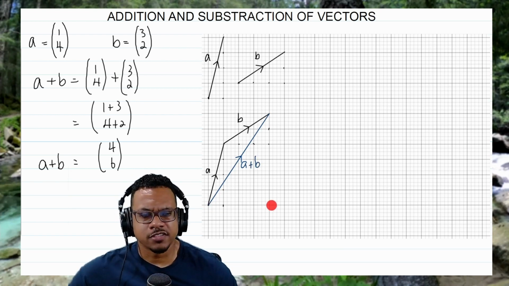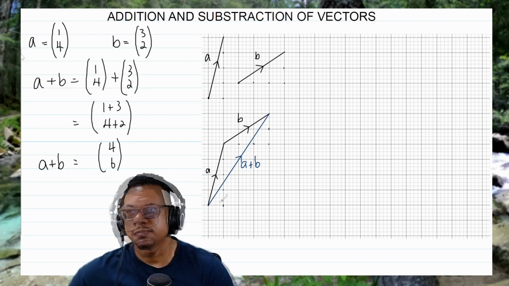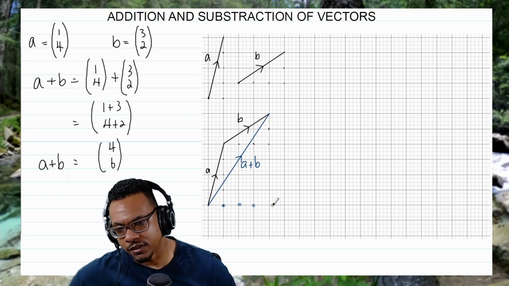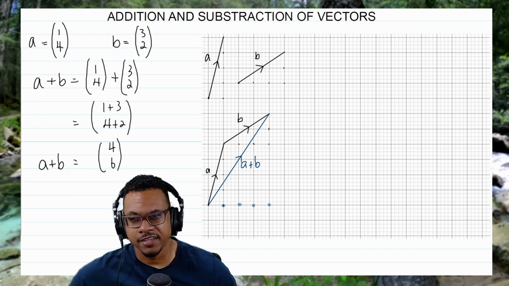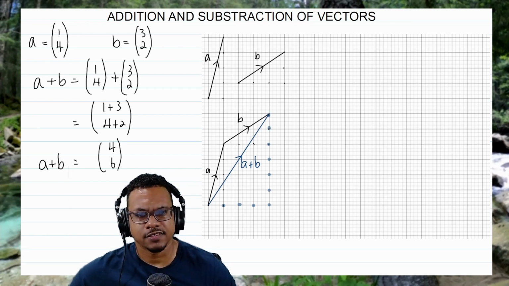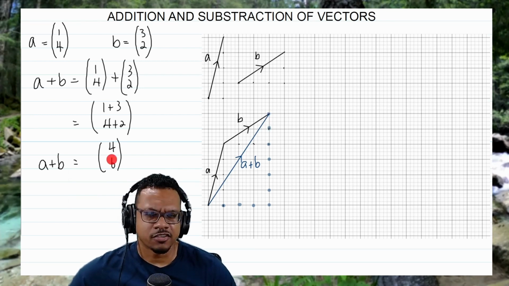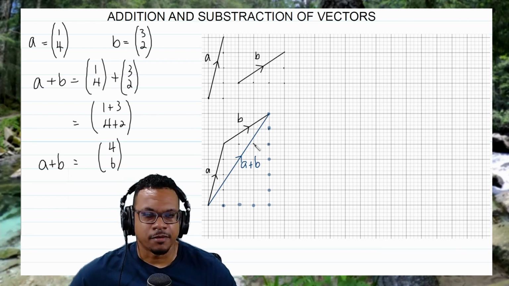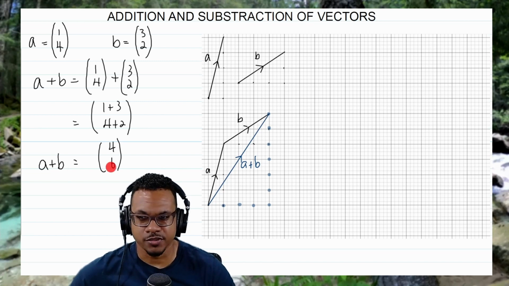Now if we were to count the horizontal distance and then the vertical distance, we'll see that we get 1, 2, 3, 4 units to the right. So that corresponds to this 4 here, 4 units to the right. And 1, 2, 3, 4, 5, 6 units upwards. And that corresponds to the 6 here for 6 units upwards. So we can clearly see on the diagram using the triangle law that A plus B will be the vector 4 units to the right, 6 units upwards, which would be (4, 6).